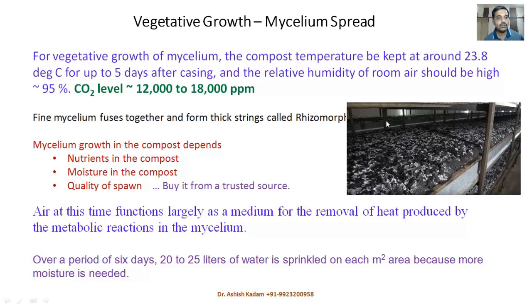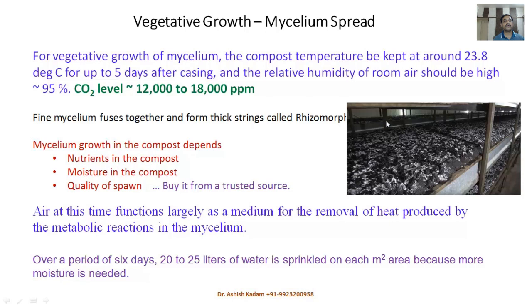For the vegetative growth of the mycelium, we have to maintain the compost temperature at 23.8 degrees centigrade for a certain number of weeks, and we have to ensure that the relative humidity of the room air is around 95%. So air has to be almost saturated with moisture. Another important parameter we have to ensure is the carbon dioxide level, CO2 level, which has to be around 12,000 to 18,000 ppm. So we are maintaining a very high level of CO2 in the farming room.